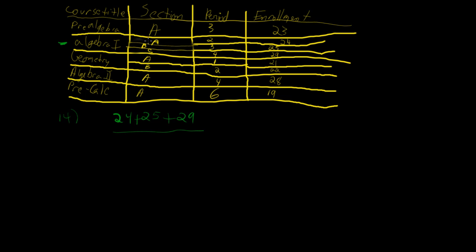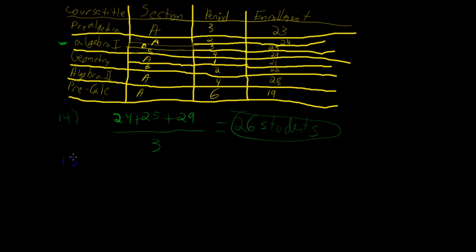So we have 1, 2, and 3. So we divide by 3, and that is equal to 24 plus 25 is equal to 49 plus 29 is 78 divided by 3 is equal to 26 students. And that is the answer for question 14.